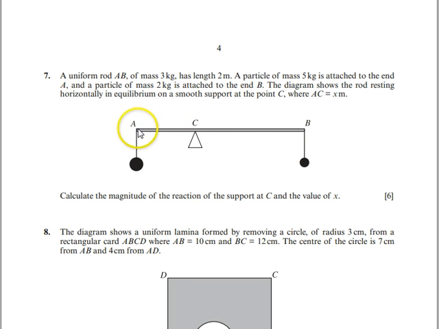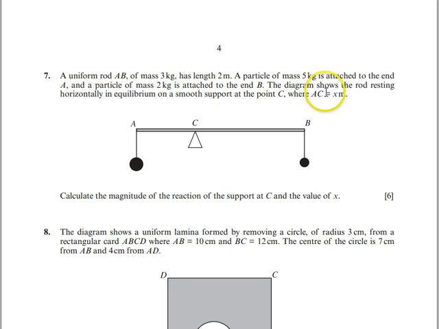There's 2 meters. Because it's uniform, as far as the center of mass is concerned, it'll be in the middle, won't it? 1 meter either side, and it'll be 3g as a force acting downwards at its center of mass. The particle of mass 5 kilograms is attached at A, so that's 5g acting down as a force, and 2 kilograms, so 2g acting down, is at B.